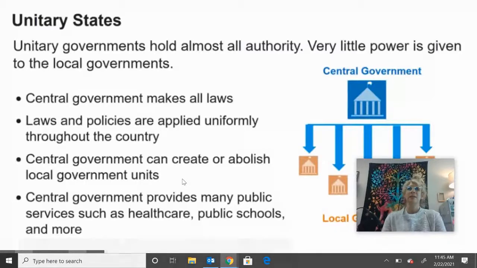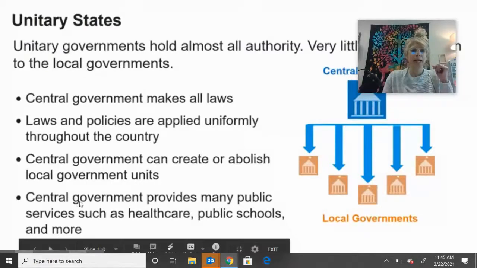In this case, that would mean our federal government, right at the top, whatever policies they put in place or laws they made, would immediately trickle down to Colorado level, to Fountain level. But we do not have a unitary system here. We have federal. Another characteristic is central government can create or abolish local government units. So central government can go in and get rid of those local forms of government if they wanted to. And the last bullet there is central government provides many public services such as healthcare, public schools, and more. So any of those services are going to come from the central government at the top. So those are characteristics of unitary states.